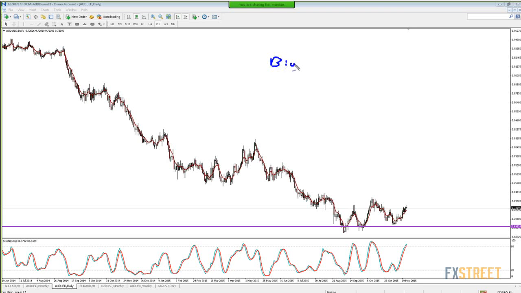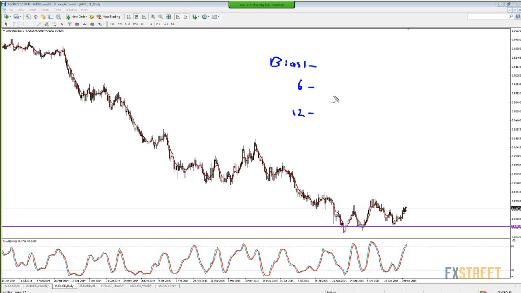If I said to you, and participation there would be great, try and commit to something, and there's a right and wrong answer. If I said to you, where would you expect Aussie to be in a month? Put a 1 month, a 6 month, and a 12 month. Where would we expect the Aussie dollar to be in a month from now? It can even be a range. And this is a fundamental decision.